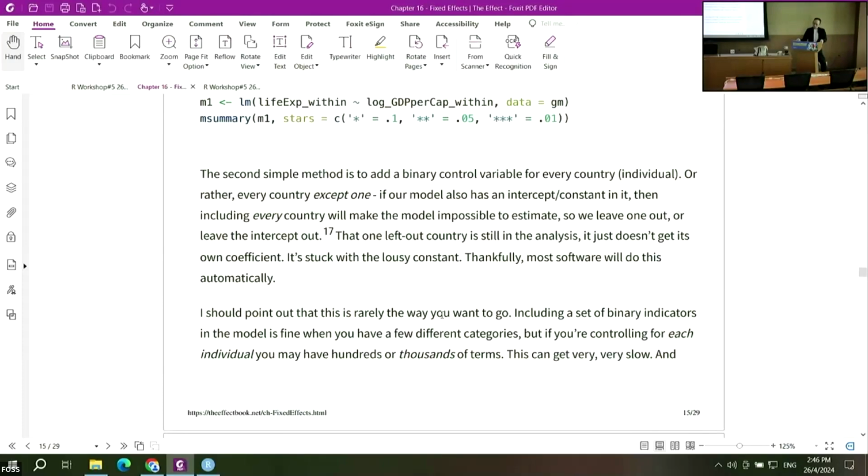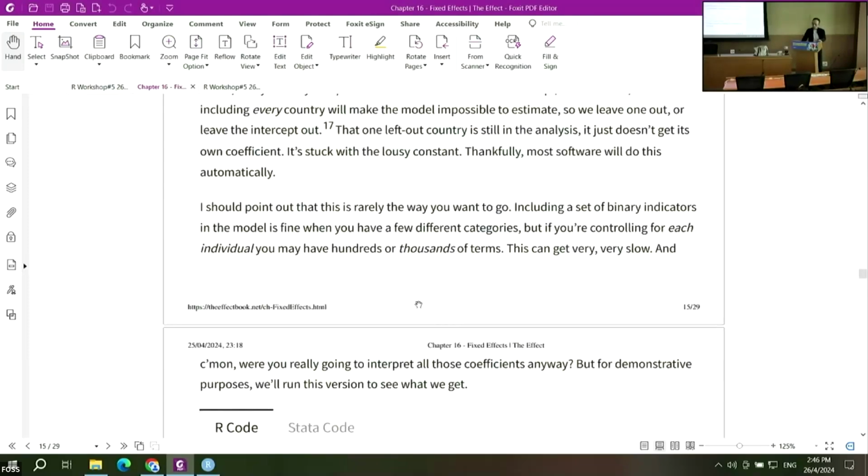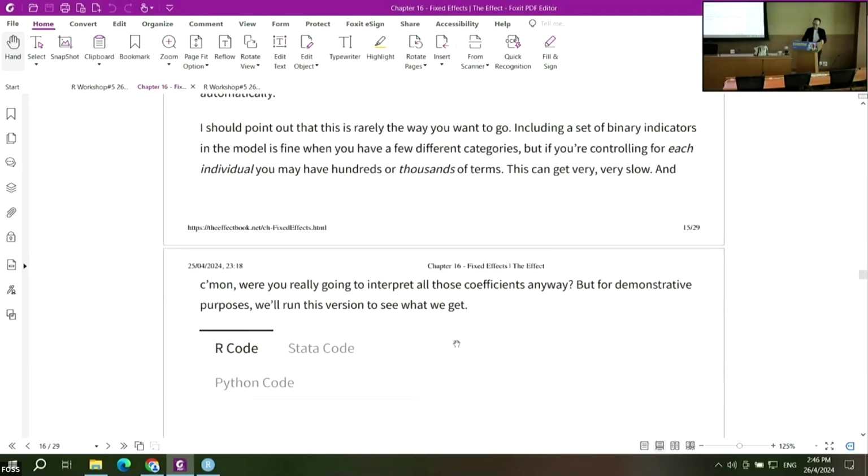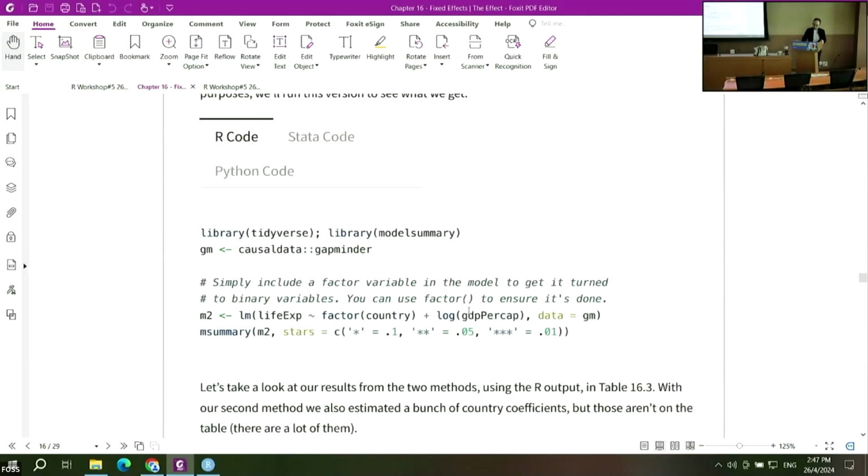With those two approaches introduced, the second one is not often what we would actually go for, because including a set of binary indicators in the model is okay when you have a few different categories, but if you're controlling for each individual, you might have, I want to say, hundreds, if not thousands of them controlled. So this can get very, very slow.